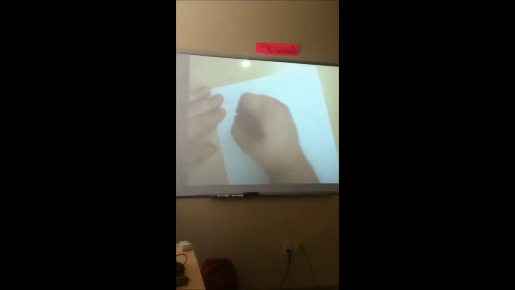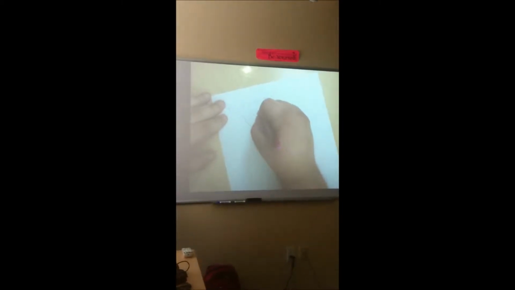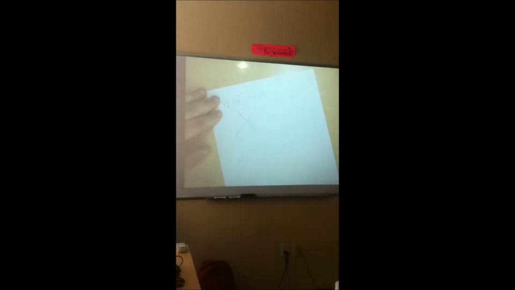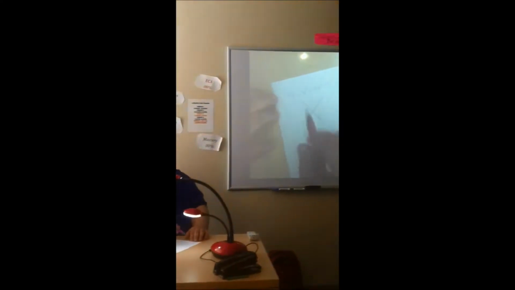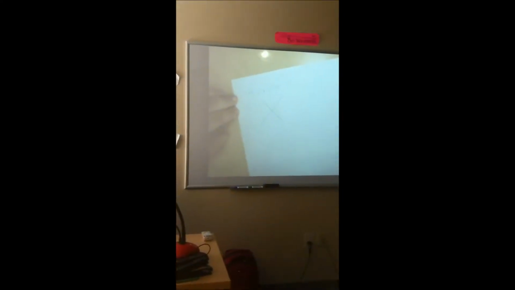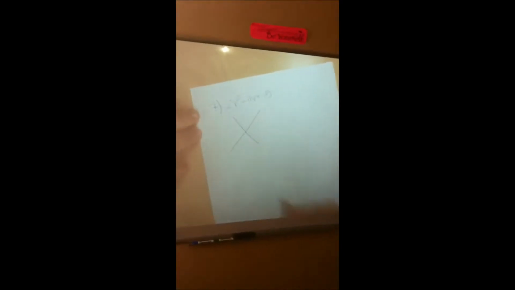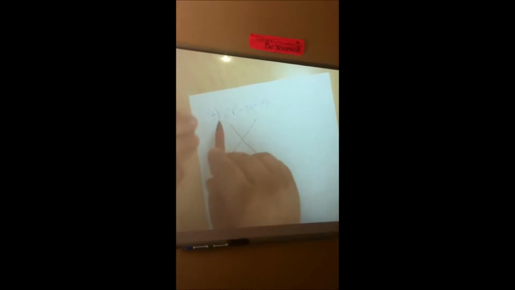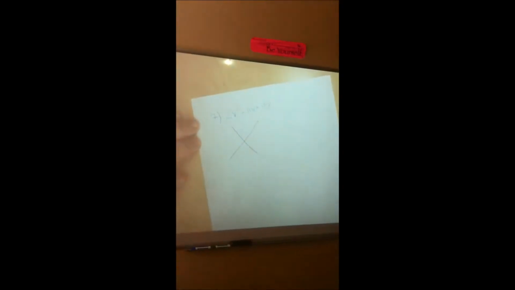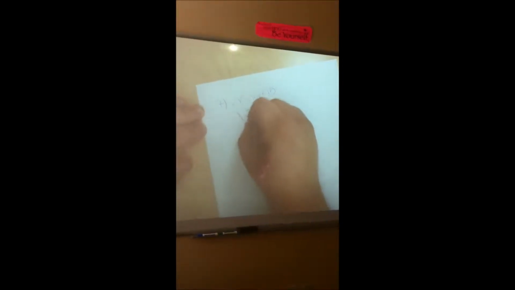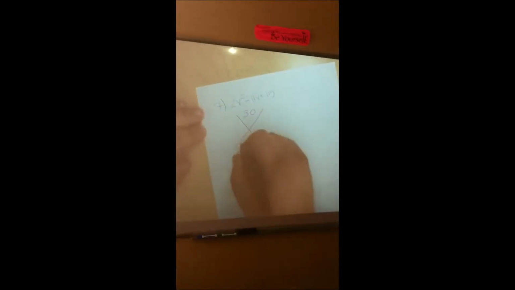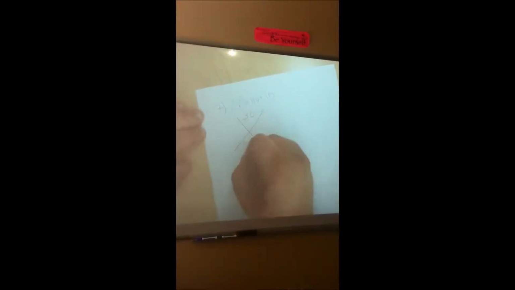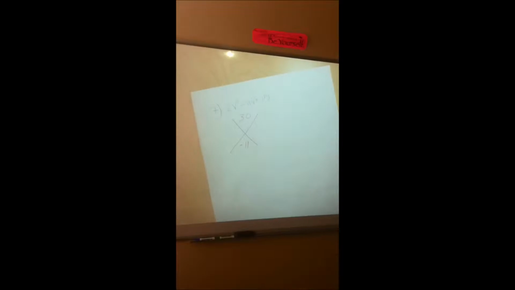I'm going to be working up here. So I'm going to use the AC method for this problem. It's 2b squared minus 11b plus 15. So the AC method states 2 times 15. It's going to go up here, so it's going to be 30. And then the b part right here just goes immediately down here.